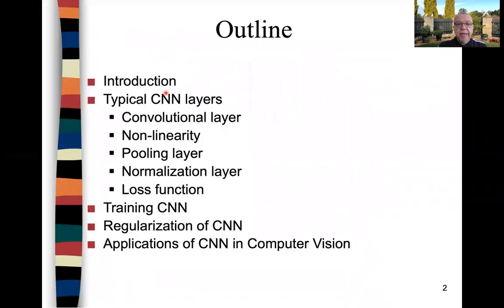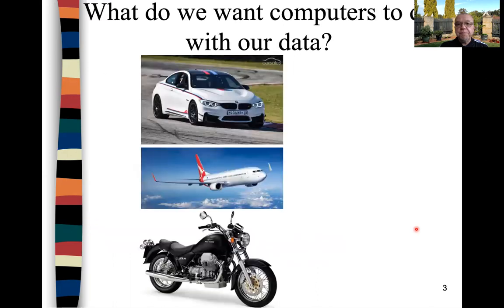So this is the outline of this section of the course. We'll start with an introduction. We'll talk about the typical CNN layers, namely the convolutional layer, the nonlinearity layer, the pooling layer, the normalization layer, the loss function. We talk on how to perform training for CNN, and then the different regularization techniques used for CNN. And then we'll look at some applications of CNN for computer vision.